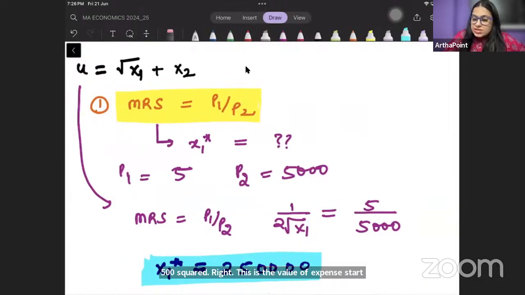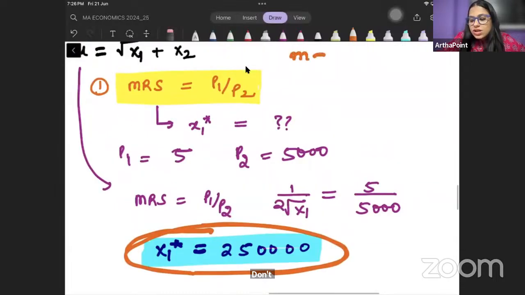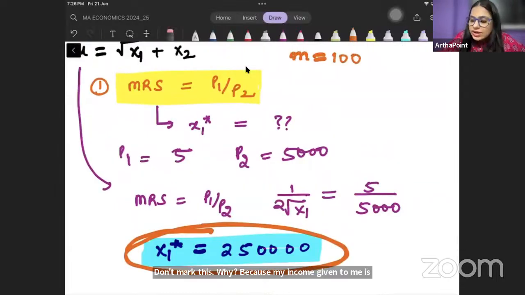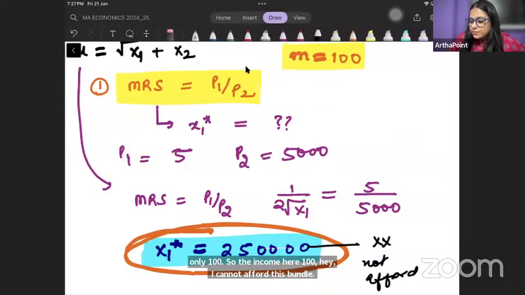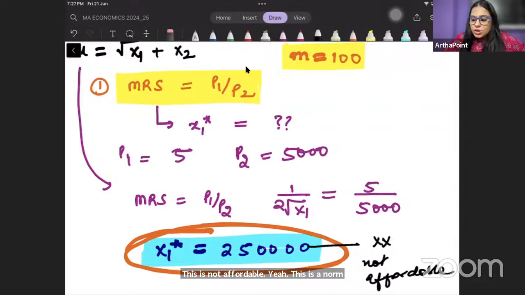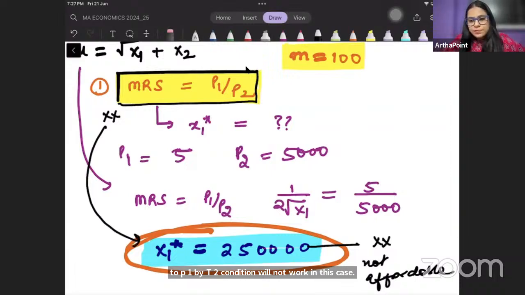Now the point is कि this will be one of the options given to you in exam. Don't mark this. Why? Because my income given to me is only 100 rupees. तो अगर income ही 100 है, I cannot afford this bundle. This is not affordable. तो Optima से क्या करें? This is a non-affordable bundle. So I have now understood that this MRS equal to P1 by P2 condition will not work in this case. I am getting a bundle which is not affordable.